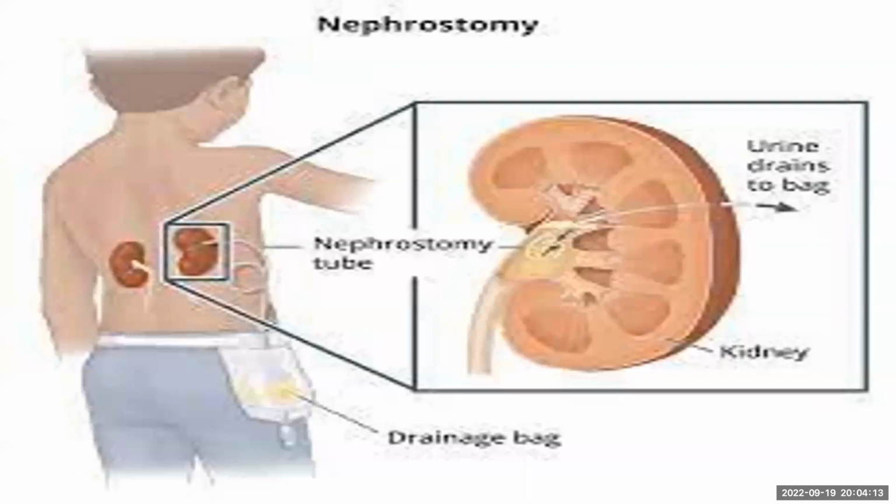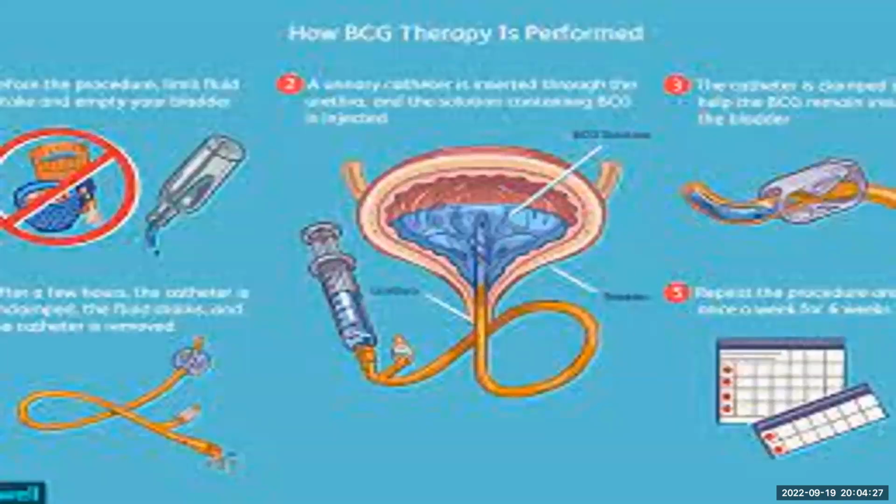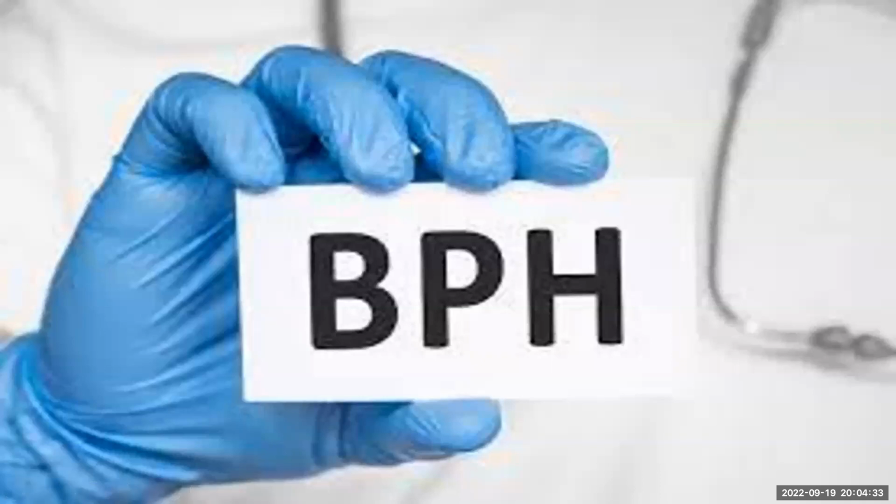Okay, so nephrostomy. What is nephrostomy? See, simply when the ureter has to also be removed, we'll directly insert a catheter into the renal pelvis and drain the urine. Okay, so this is what we have said. This one is about how the bladder instillations are given. No need of this. What is BPH?